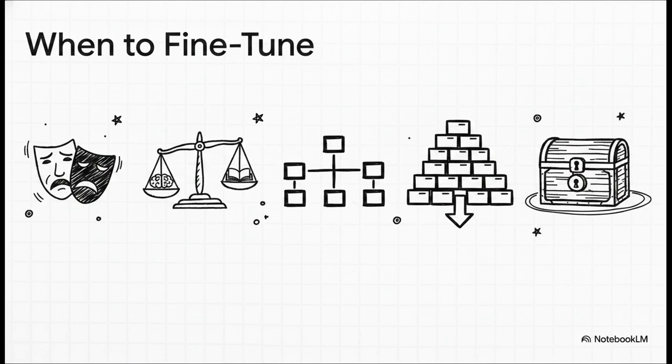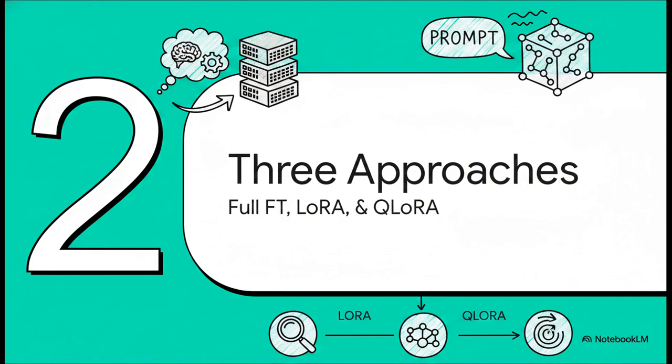Fourth, high-volume specialized tasks. Listen, running millions of classifications on a smaller, fine-tuned model is vastly cheaper than calling a giant general model every single time. And fifth, when your proprietary labeled data is your actual competitive advantage and you want to bake that moat right into the artifact itself. Moving on to section 2, the 3 major approaches. We've got full fine-tuning, LoRA, and QLoRA.